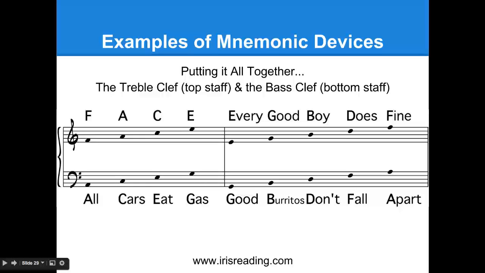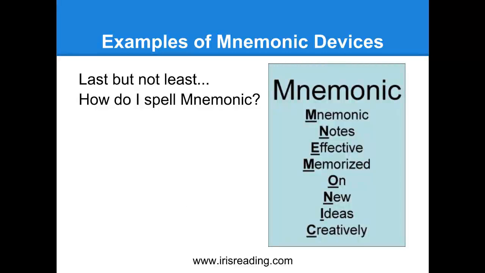Now, other examples, and this is probably, I would say, last but not least, how do I spell mnemonic? Because some people I know I always get tripped up for some reason. Mnemonic doesn't sound the way it's spelled, really. There's an M, an M, E, O, and so on. Well, you can just remember: mnemonic notes, effective, memorized on new ideas creatively. Notice how we kind of just pick it apart.